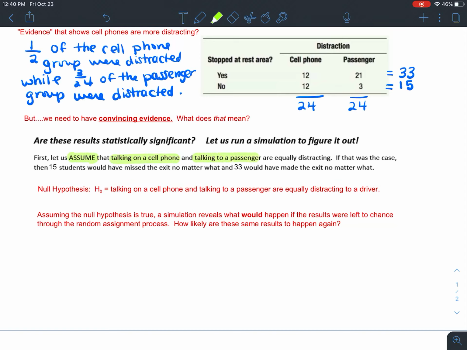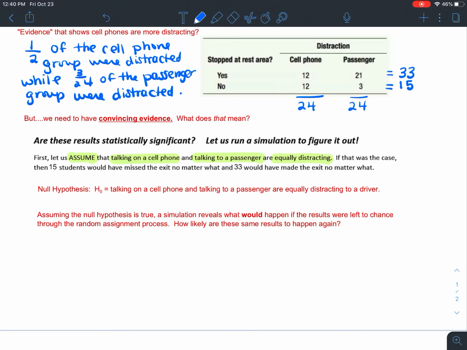Okay. First, what you do when you're performing a test like this is you have to make an assumption at the beginning. And so here's what our assumption is going to be, that talking on a cell phone and talking to a passenger are both equally distracting. Okay? Now, I know that we're suggesting that the evidence in this table is not showing that that's the case, but that is what our assumption is going to be here at the beginning, that it is equally distracting.